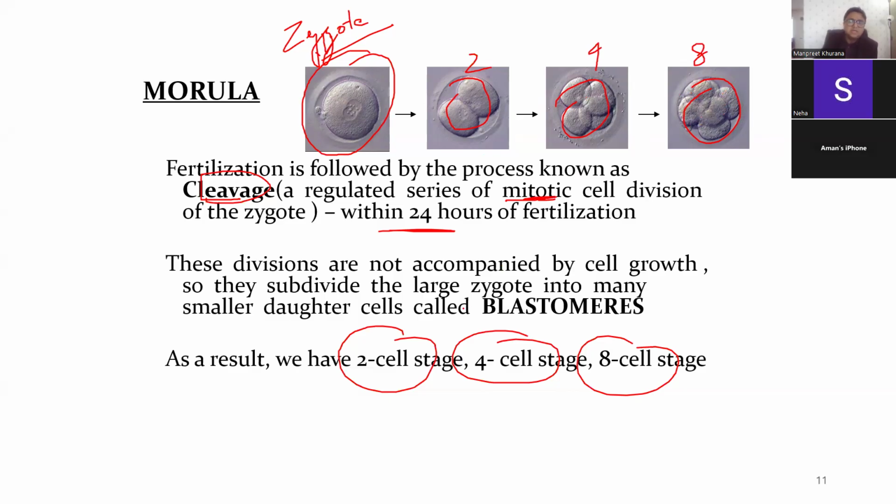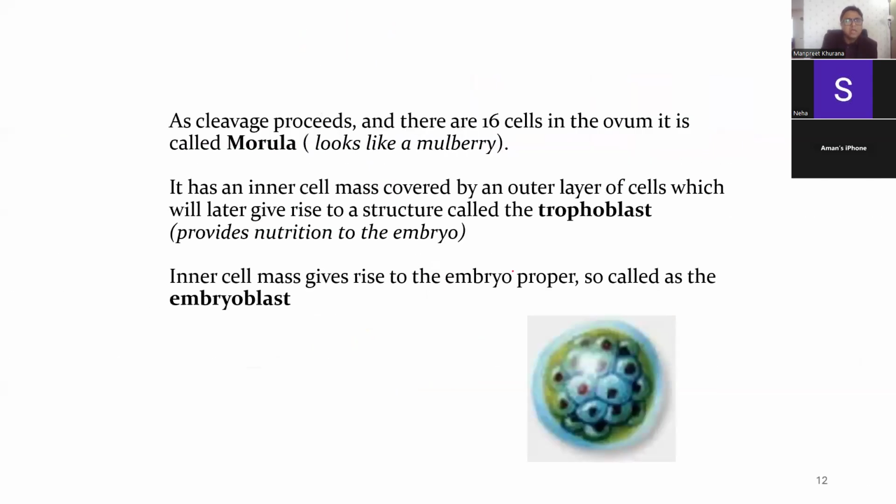So they subdivide the large zygote into many small daughter cells. Now these small daughter cells are known as blastomeres. So this is an 8-cell stage. All of them are called as blastomeres. Now this cleavage proceeds, and there is a 16-cell stage. This stage, we call it morula. So morula because it looks like a mulberry. Now, what happens in this morula stage is that it is divided into two parts. The inner part, which is known as the inner cell mass, and this outer layer of cells.